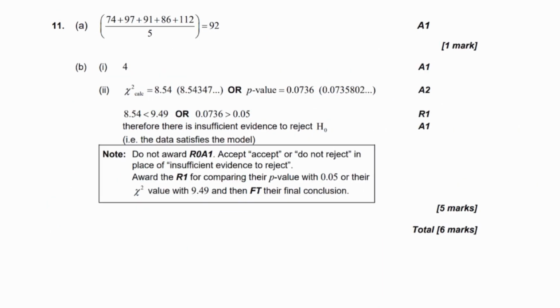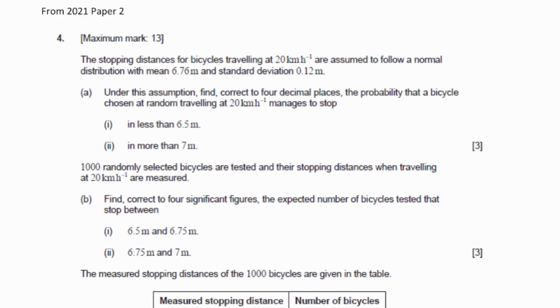And then this is what the mark scheme looks like, so you have an idea of how they're giving you points for this problem. Okay, so now we are going to do question number 4, which is from May 2021 paper 2, time zone 1. This was a paper 2 question.